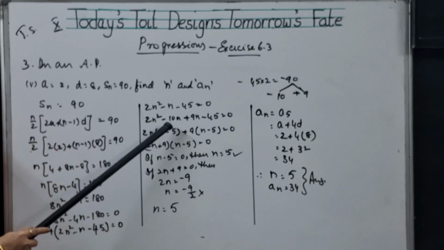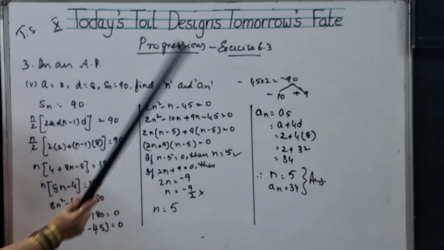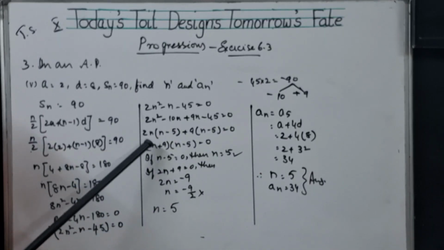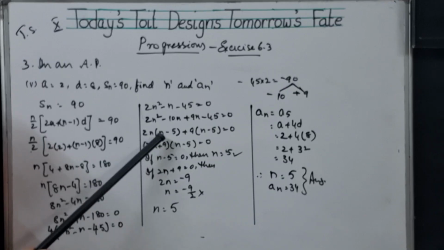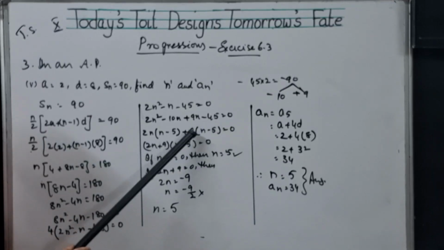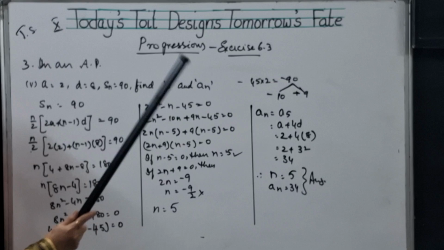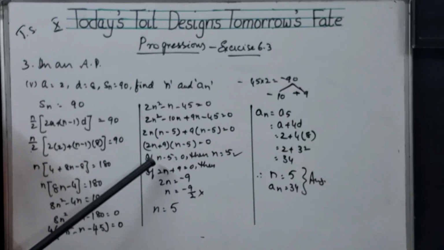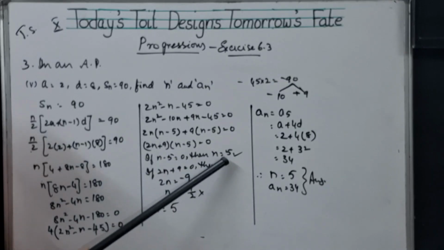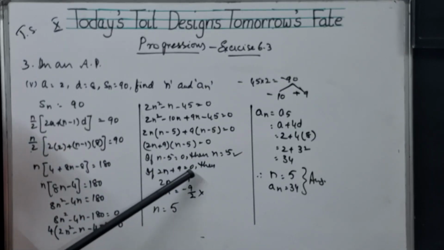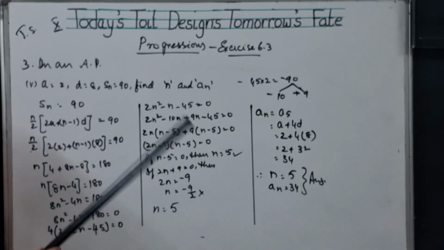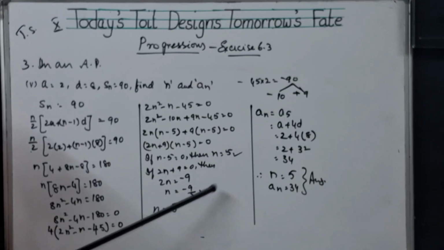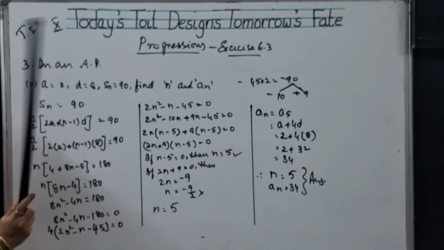So 2n square minus 10n plus 9n minus 45 is equal to 0. In these two, 2n is common: 2n into n minus 5, plus in these two 9 is common: 9 into n minus 5 is equal to 0. So 2n plus 9 into n minus 5 is equal to 0. If n minus 5 is equal to 0, then n is equal to 5. If 2n plus 9 is equal to 0, then 2n is equal to minus 9 and n is minus 9 by 2. But we cannot take negative values as n. So we don't take this. We will take only n as 5.